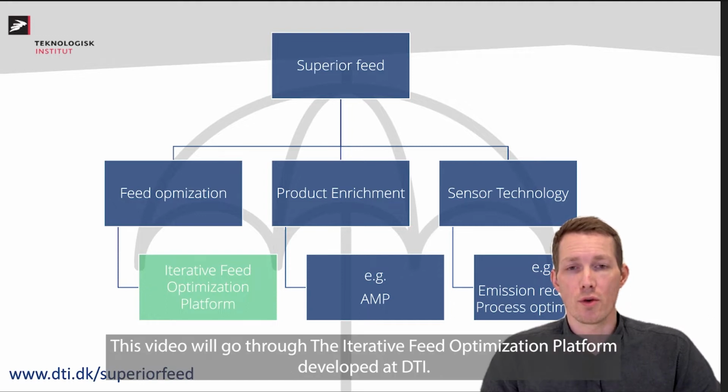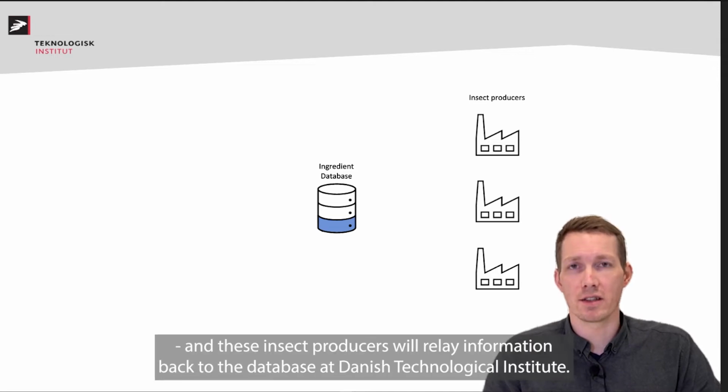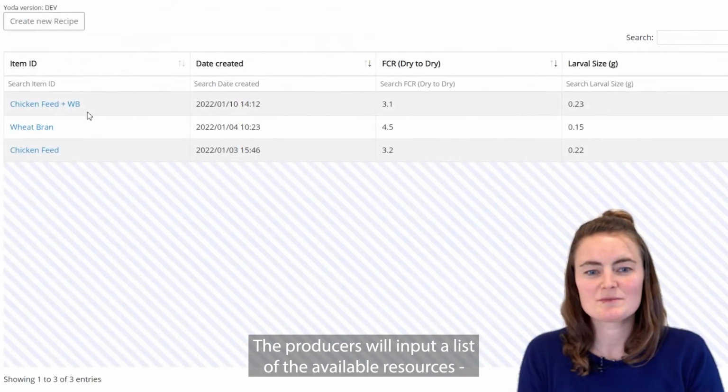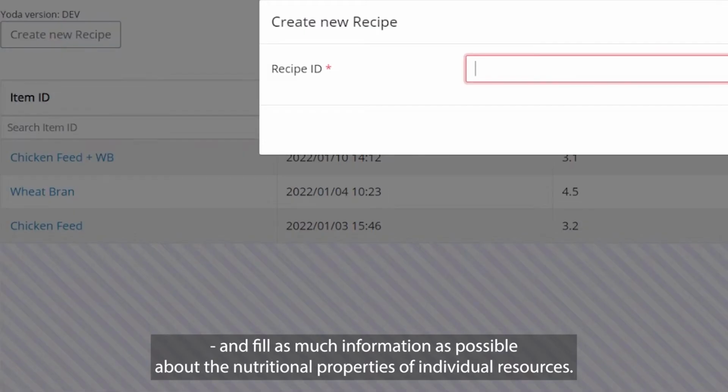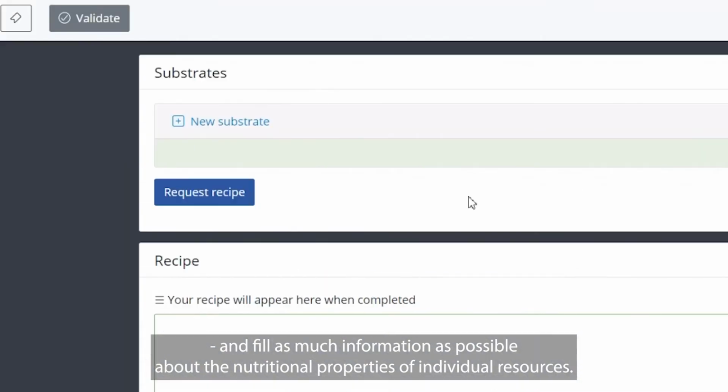This video will go through the Iterative Feed Optimization Platform developed at DTI. In this example, we have 3 insect producers here on the right, and these insect producers will relay information back to the database at the Danish Technological Institute. The producers will input a list of the available resources and fill as much information as possible about the nutritional properties of the individual resources.